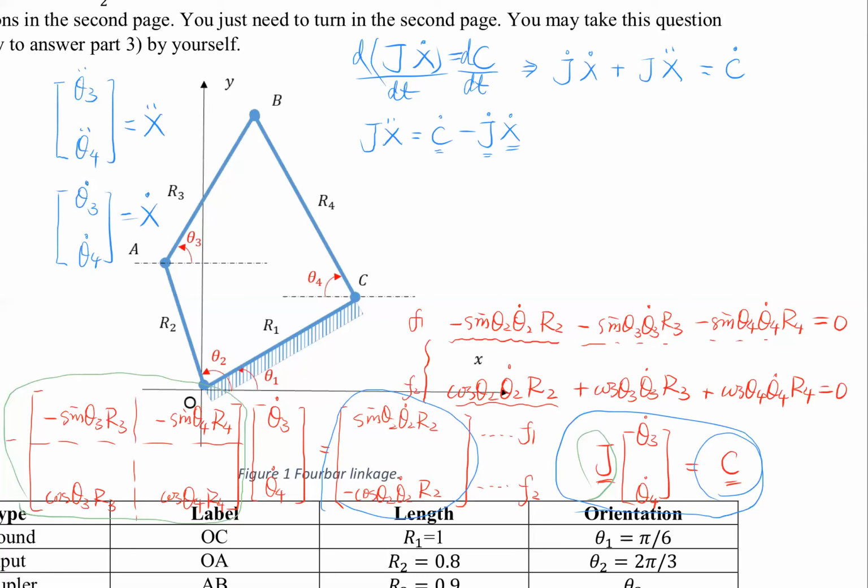The next challenge is how to find C dot and how to find J dot. For C dot, you need to go back to your C. So your C dot equals the time derivative of the first term, d of sine theta 2 dot R2 over dt.